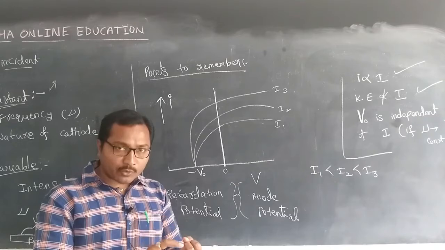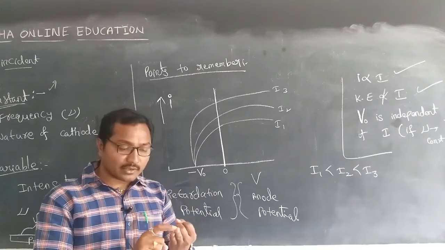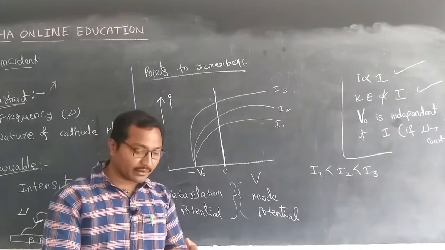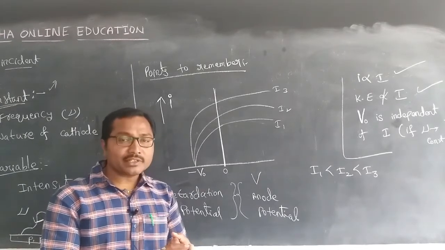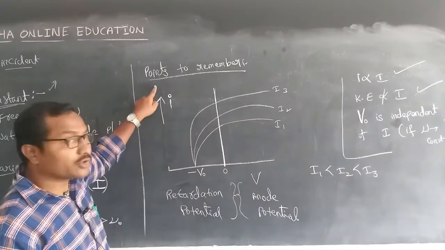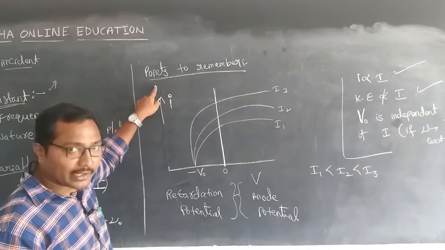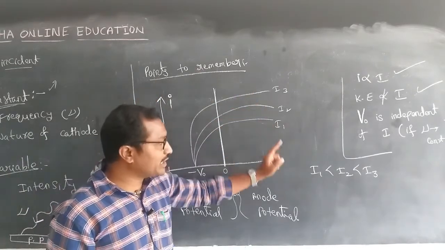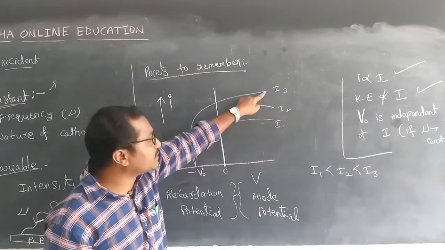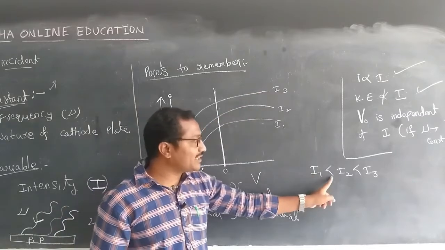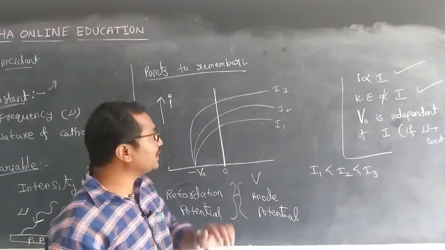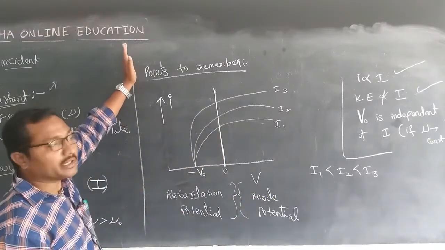Okay, right. If we take only one metallic plate, the threshold frequency of that plate is constant. Now what are we changing? The intensity of incident radiation is changing, so the current also changes. Clear? Now we get the relation between the first, second and third intensity, that is I1 is less than I2 is less than I3. It means as the intensity increases, the current also increases.